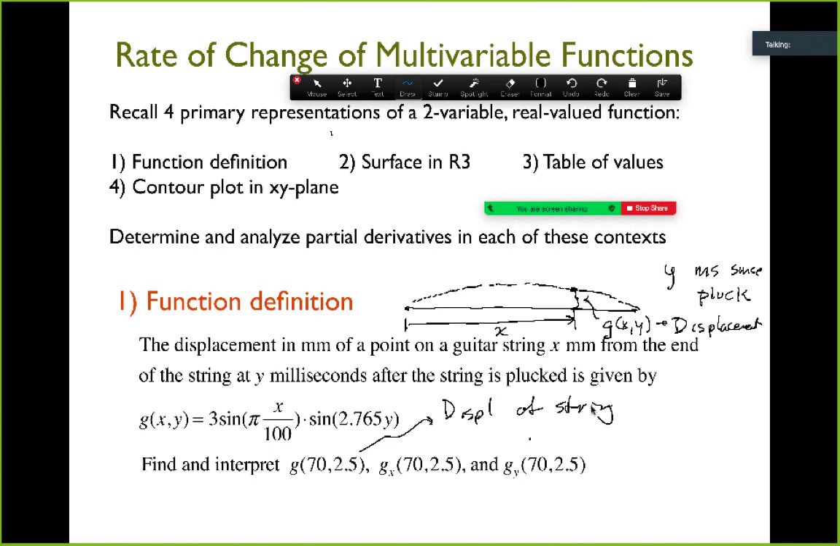At 70 millimeters from the end. Wouldn't it be the point on a guitar string instead of just the string though? So that's why I was saying at. Yes, you're right. It's this place in the string, at a point. So which point is it? At 70 millimeters from the end, at 2.5 milliseconds since the pluck.